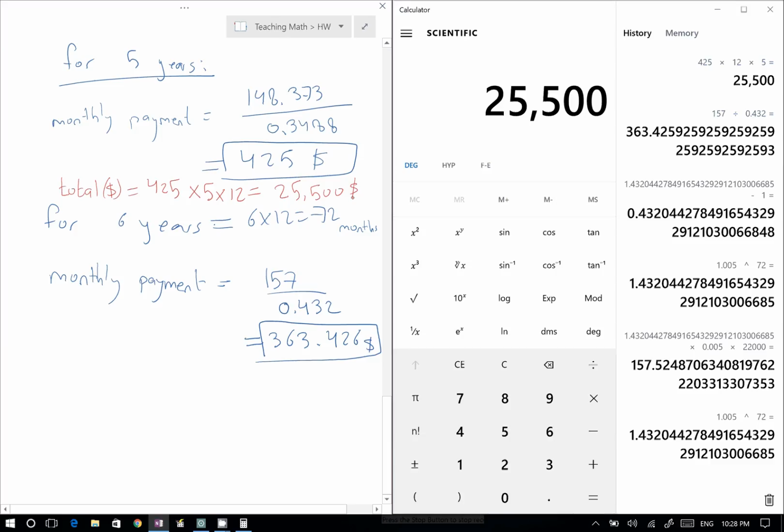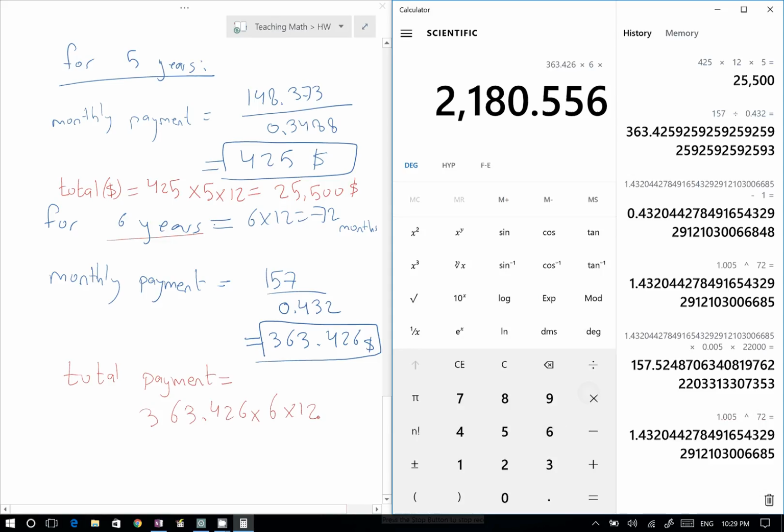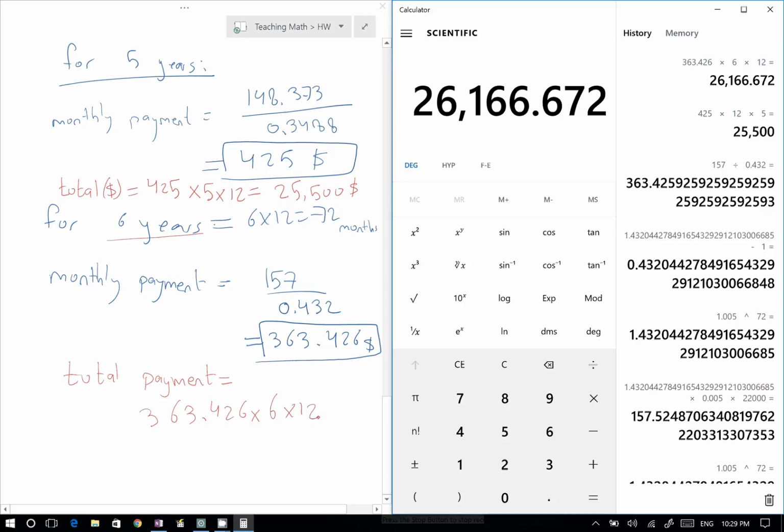Whereas for the 6 years, the total payment is equal to 363.426 multiplied by 6 multiplied by 12. Wow, 26,166.72. Now, what do you notice here?